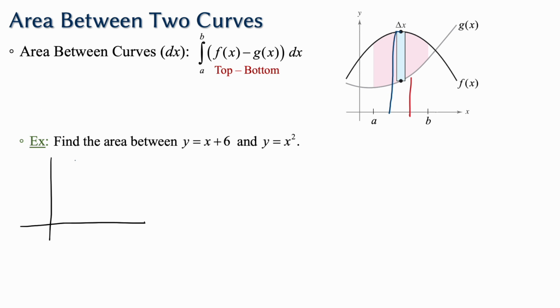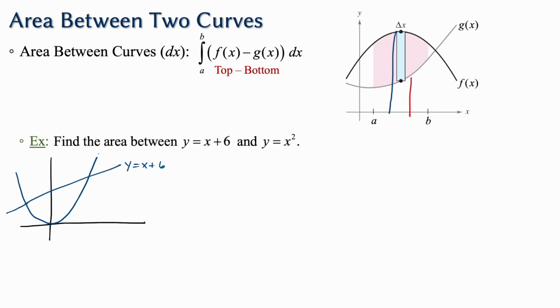In this case, if we look at x plus 6, that's just going to be a line with a slope of 1 passing through 6. So it's going to look something like this. I'm going to label that x plus 6 right here. And then x squared is clearly going to be the parabola that comes down through the origin and goes up this way.